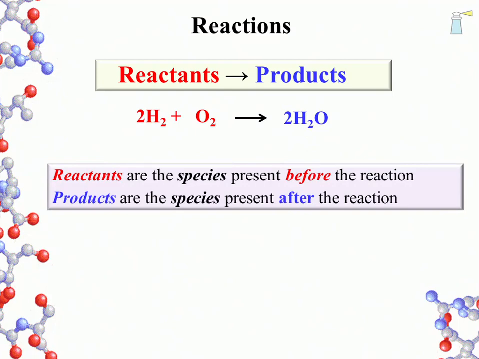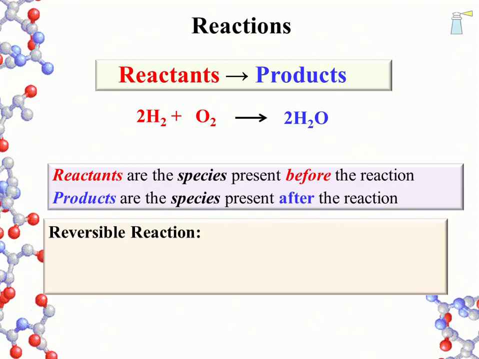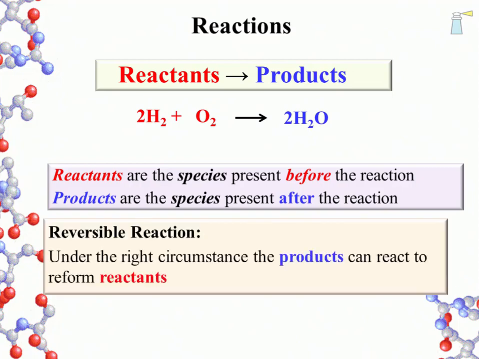We've also seen that many reactions are reversible. Under the right circumstances, the products can react to reform reactants. It is acceptable to write this reaction with the water as the reactant, but a better way to handle a reaction that goes in both directions is to write one reaction with two arrows, or one double-headed arrow.